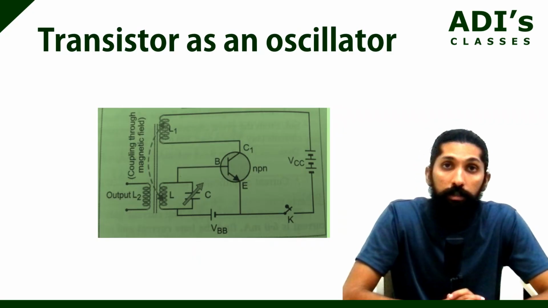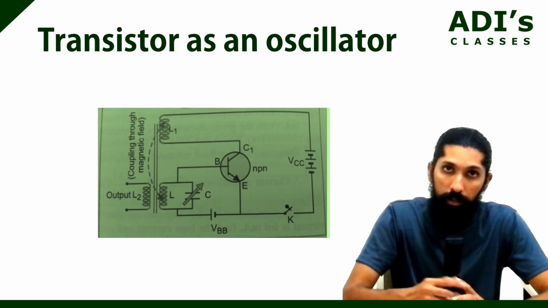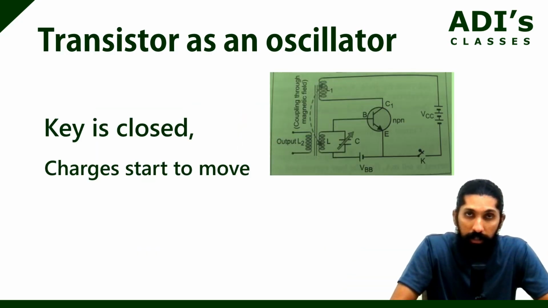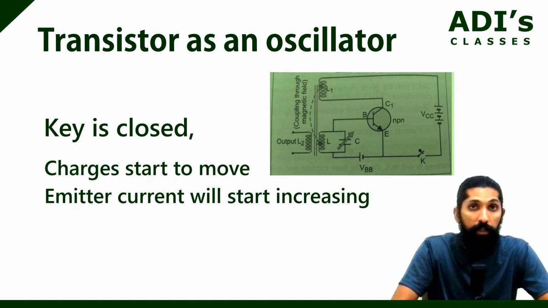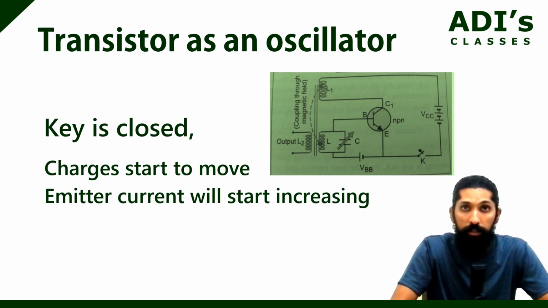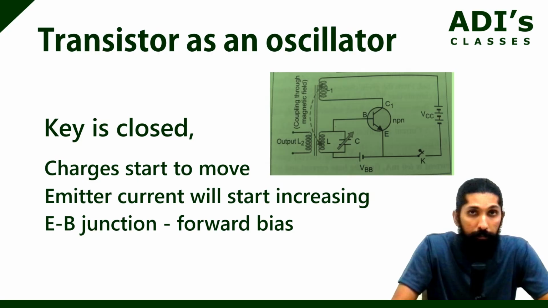Alright. Now first, once the key is closed here, the charges will start to move. And as they start to move, what's going to happen in the beginning? First, the collector and the emitter. So you have these two, correct? The emitter current will start to increase. Once the emitter current IE starts to increase, that L is there, the inductor. So the inductor is connected to the emitter-base junction, isn't it? The emitter-base junction will start to have forward biasing, correct? The forward current will start to move.